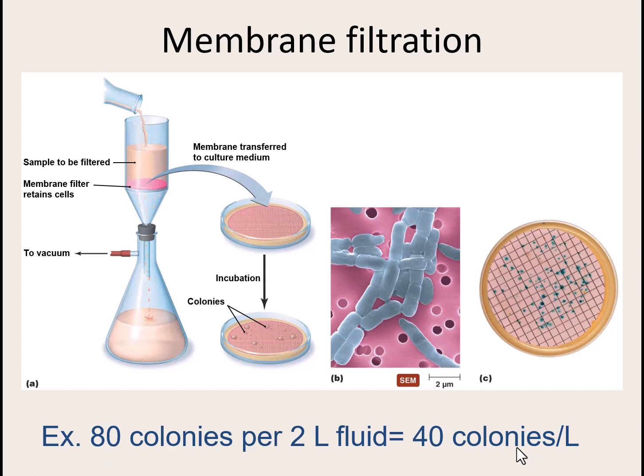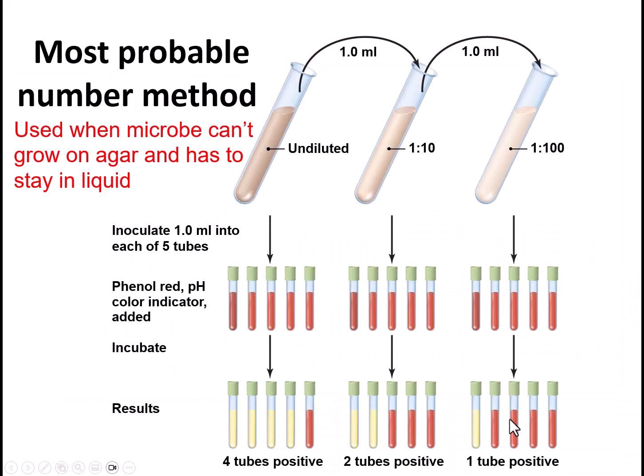Now, if a microbe can't grow on any type of agar and it has to stay in a liquid, which means we can't just look at bacteria cells and count them on a plate, there is a process known as the most probable number. We can take an undiluted sample and start to dilute it out. We can then incubate the tubes, but we put them in a very specific type of media. And the more bacteria there are, because usually we put them in 5 tubes each for each dilution, the more tubes will turn colors.